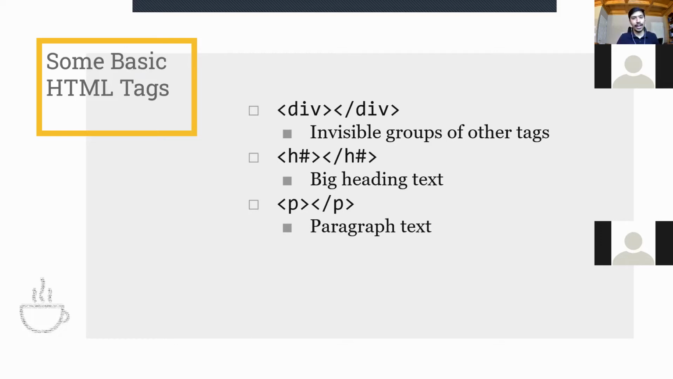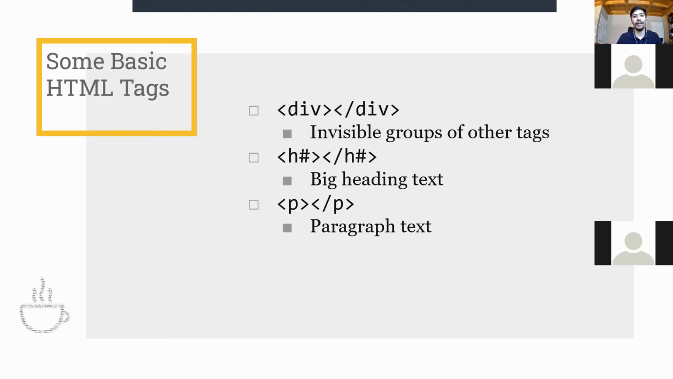So for example, H1 might be your page title, H2 might be your section header or subsection header, and you keep getting smaller for as many as you have section-wise. You definitely will be using a lot of H tags because they help make a site look formal, look good, look presentable. The final tag that we're going to cover briefly is the P tag.